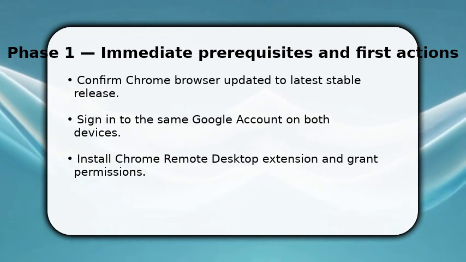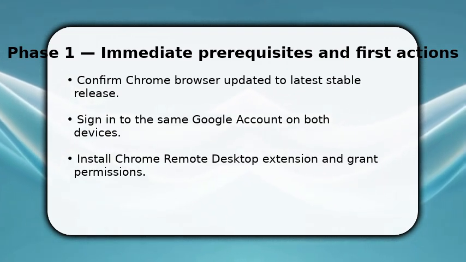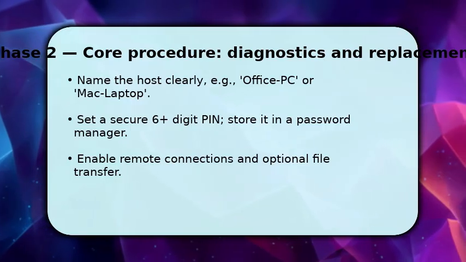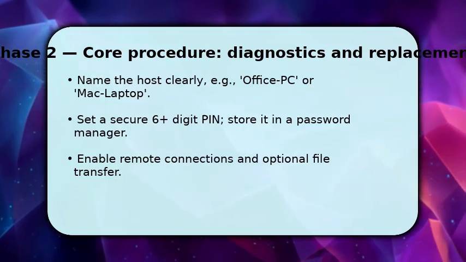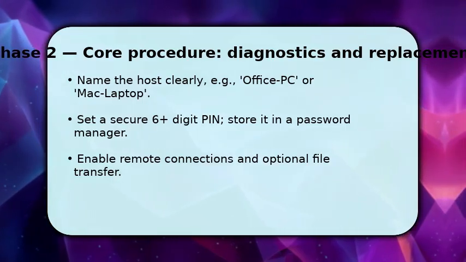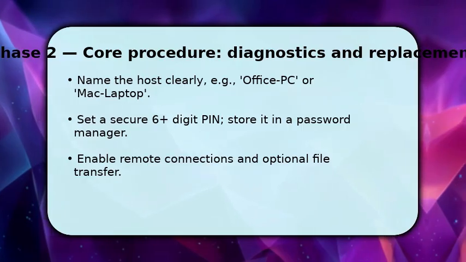Now you configure the host machine. Give it a recognizable name and enable remote connections so it stays discoverable. Install any optional native host components when prompted. These allow background access and file transfer, so check that installer window and accept.